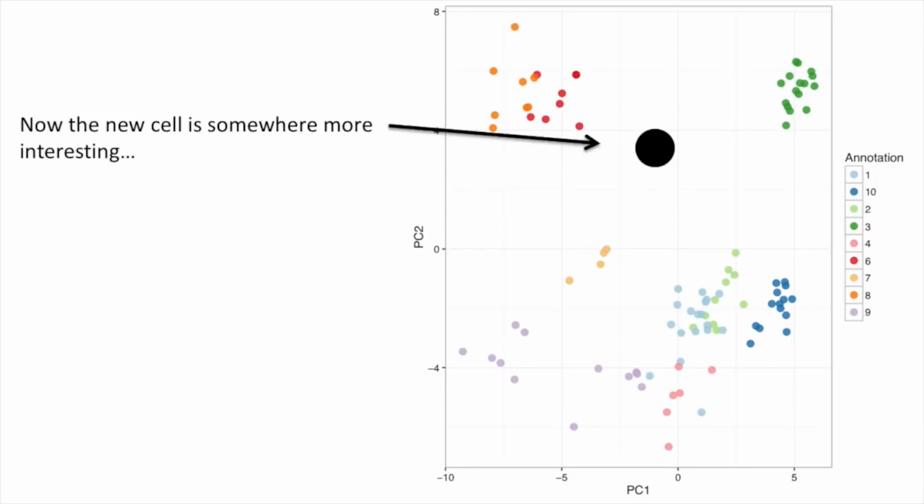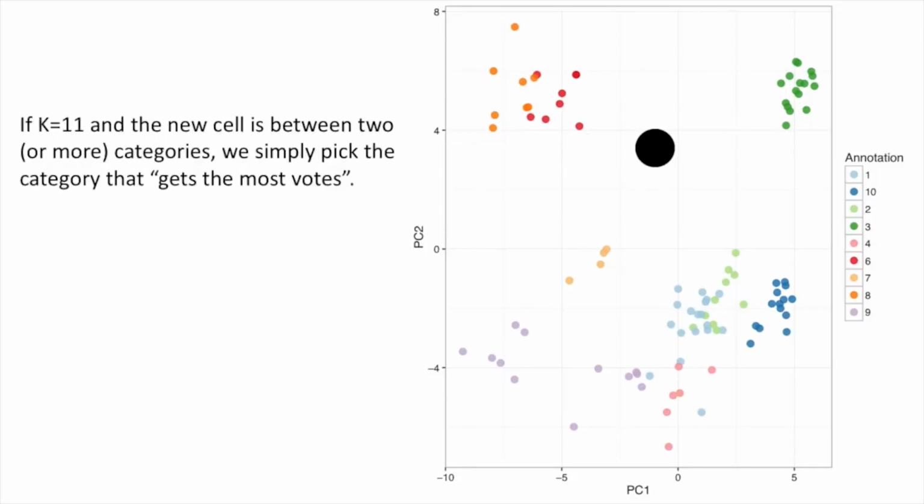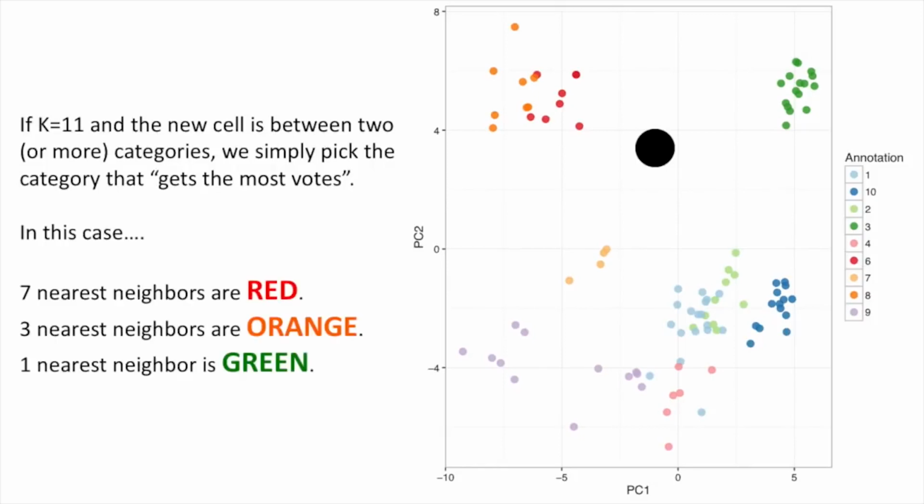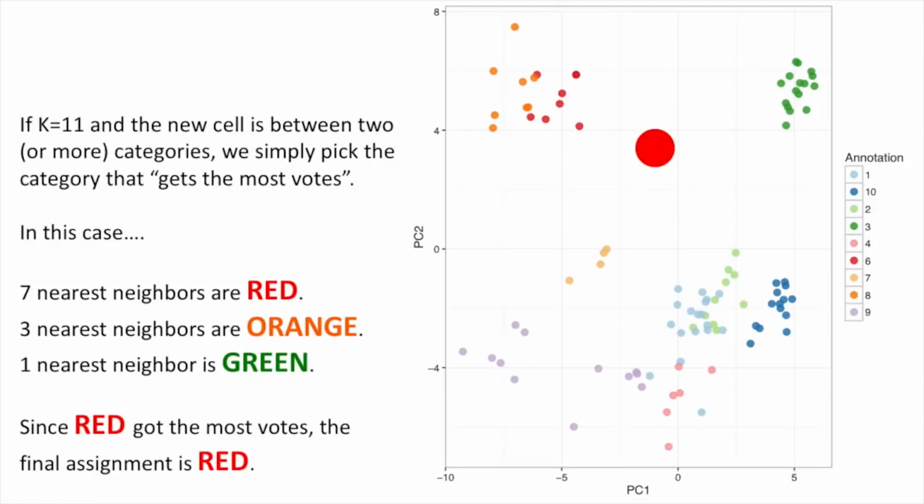Now the new cell is somewhere more interesting. It's about halfway between the green and the red cells. If k equals 11, and the new cell is between 2 or more categories, we simply pick the category that gets the most votes. In this case, 7 nearest neighbors are red, 3 nearest neighbors are orange, and 1 nearest neighbor is green. Since red got the most votes, the final assignment is red.